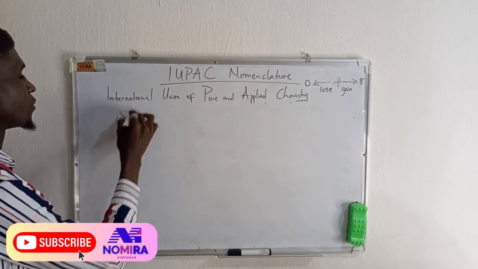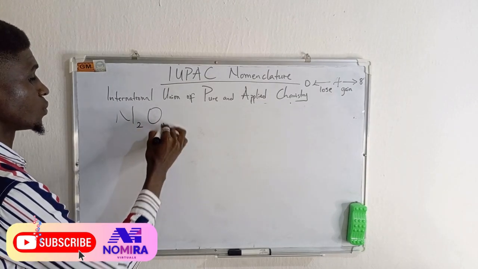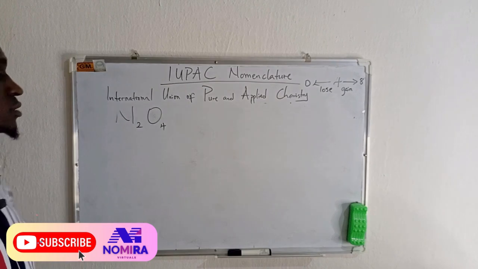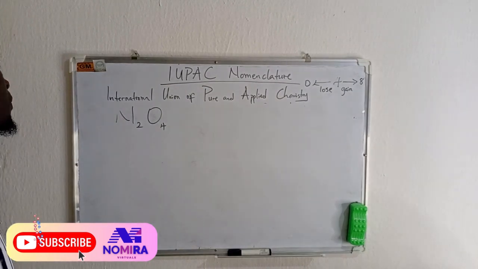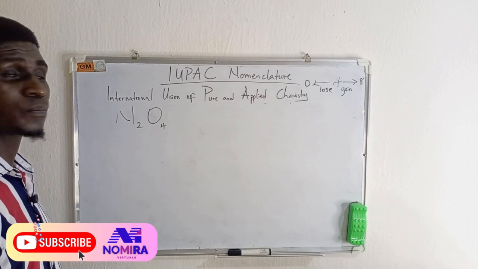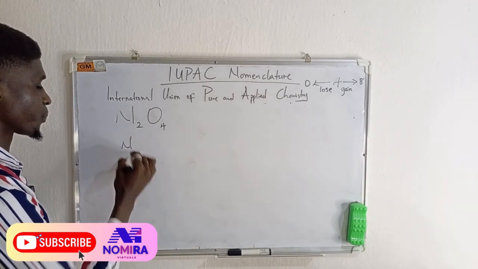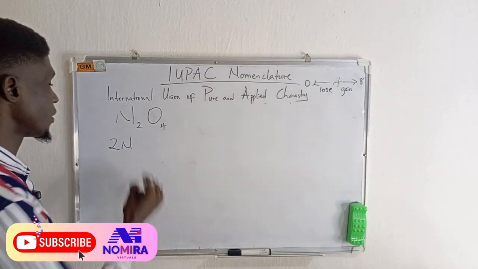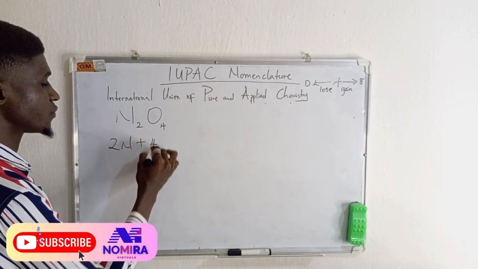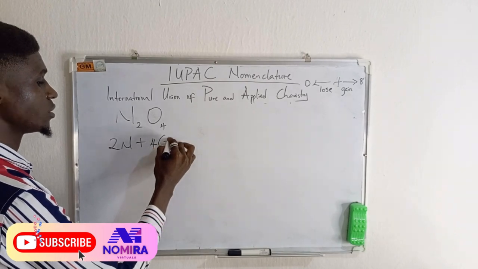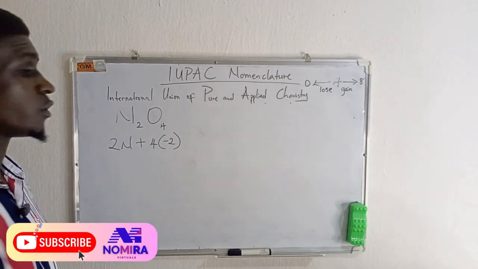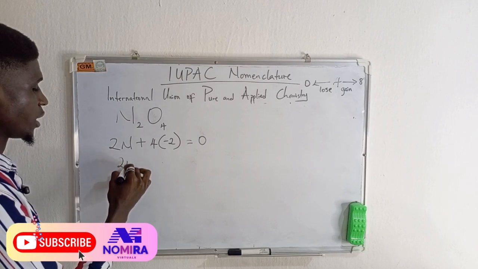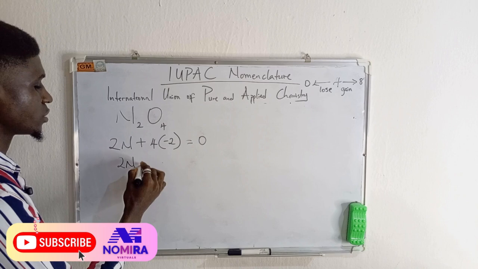So what if you have two elements making up a compound, that is a binomial compound, in this format? How do you name this compound? Nitrogen is the first element here. It becomes your unknown, right? But nitrogen comes with 2. In other words, we have 2N plus, then oxygen comes with 4, bracket minus 2, which is the oxidation number of oxygen, then equal to 0. So we have 2N plus 4 times minus 2.